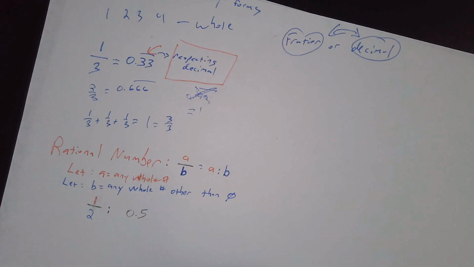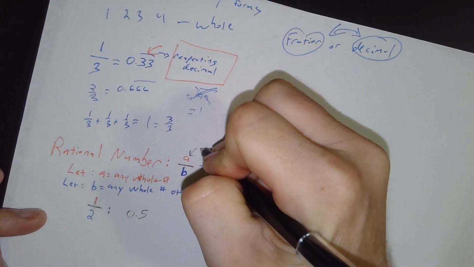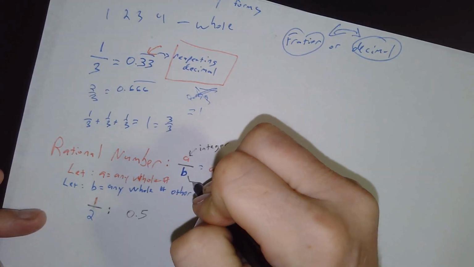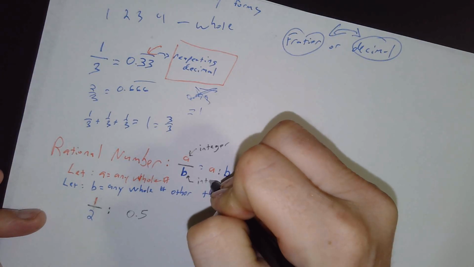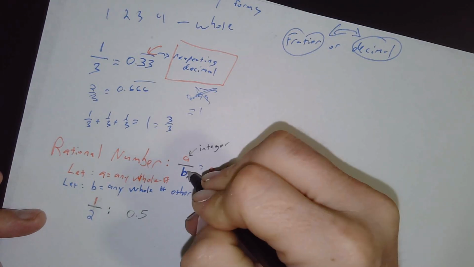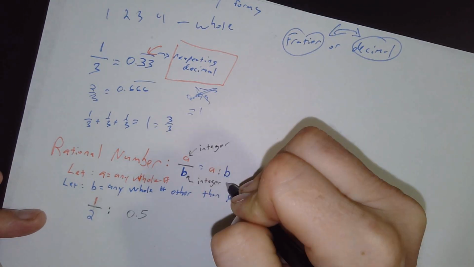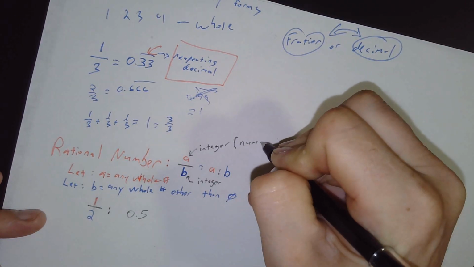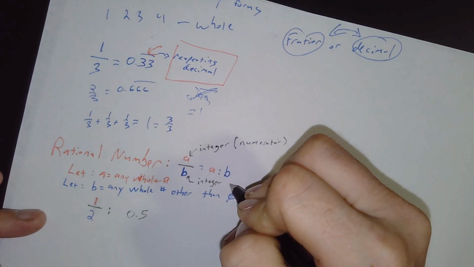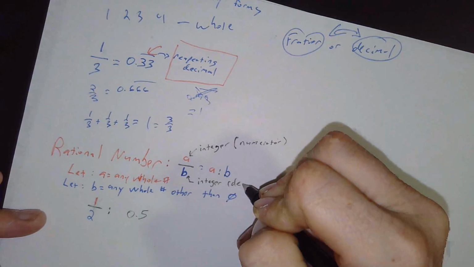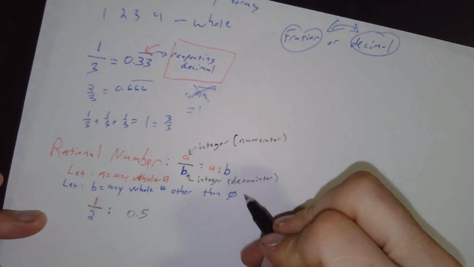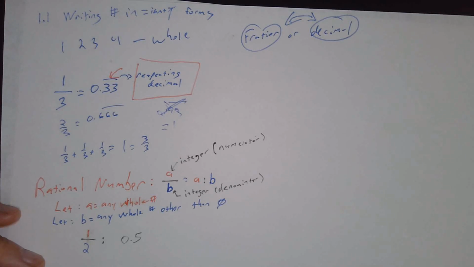These are called integers. This is an integer, and this is an integer. And the denominator, and remember this is a numerator. This is the denominator. It's down. Right? It cannot be 0. Okay? So that's that so far.